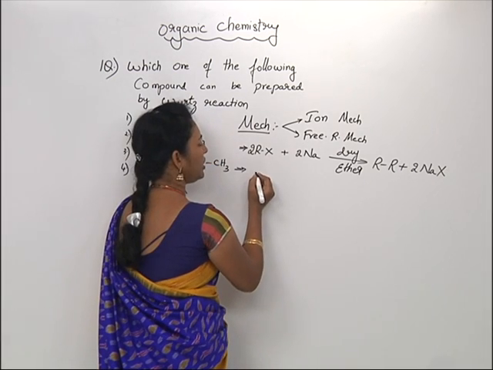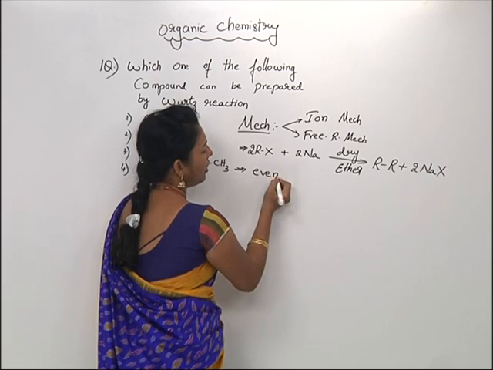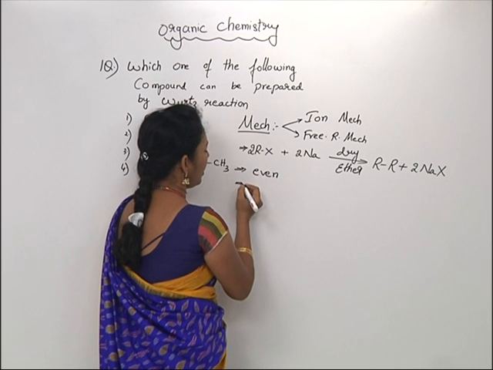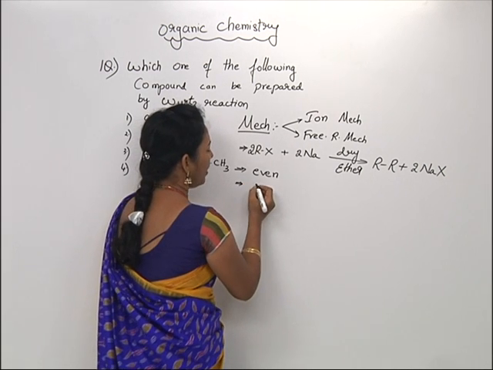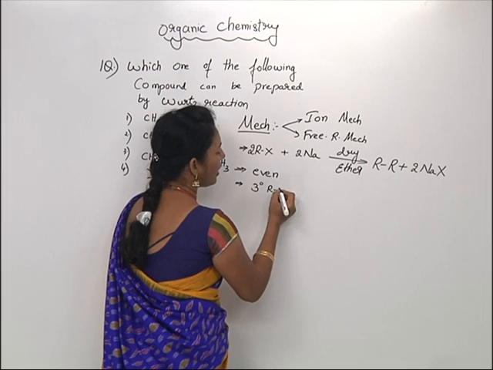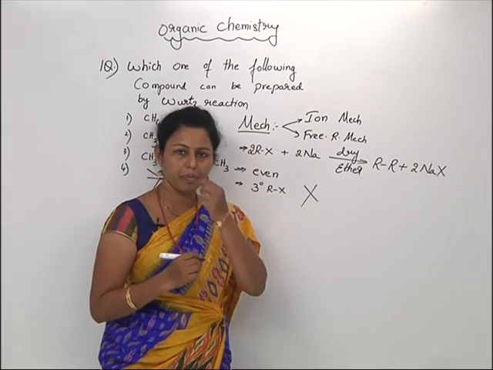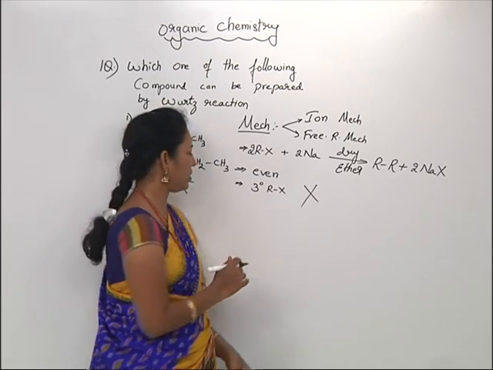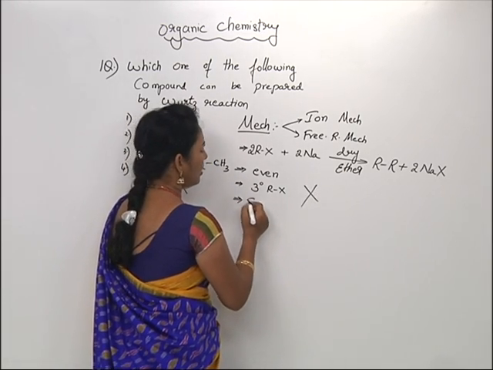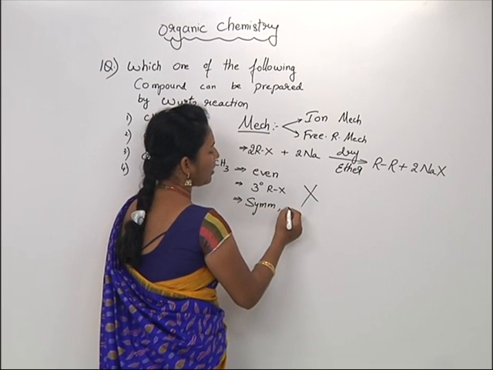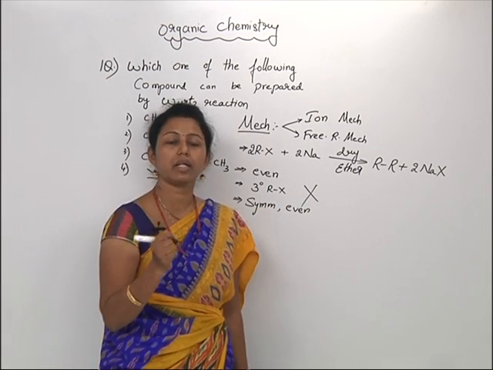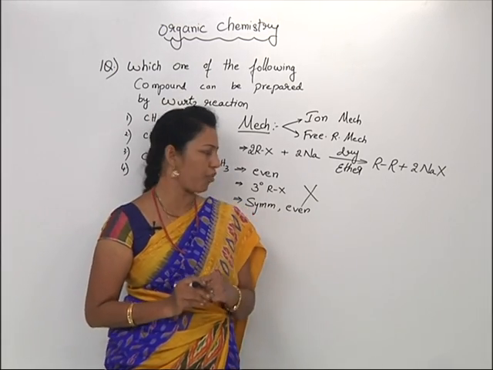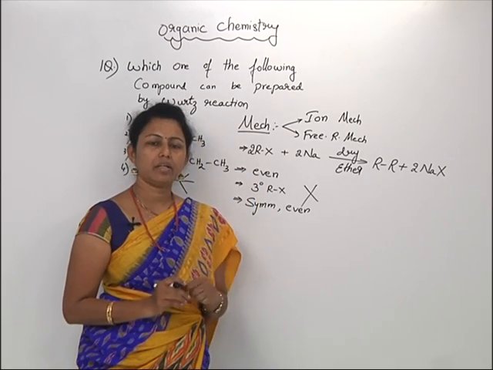First condition: in Wurtz reaction we can readily prepare alkanes containing an even number of carbons. Second, tertiary alkyl halides cannot be used for the preparation of alkanes by Wurtz reaction. The third condition is that symmetrical, even number carbon containing organic compounds can be easily prepared by Wurtz reaction in pure form. So why can't we take tertiary alkyl halides?